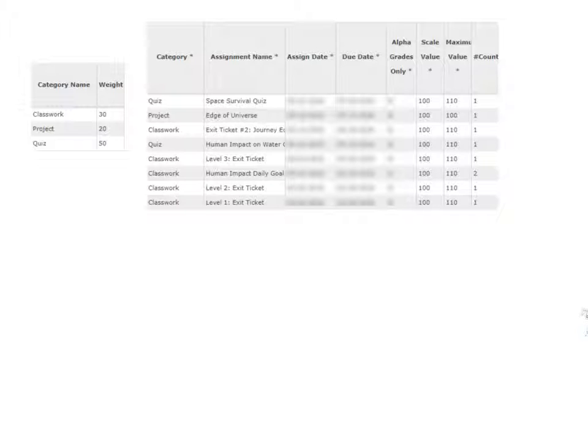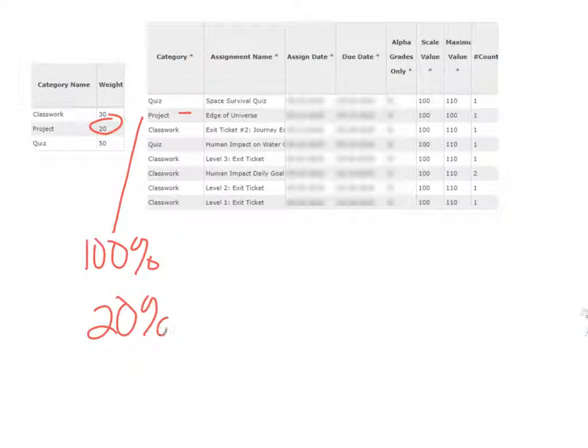The project is pretty simple because there's only one here. So there's only one project, and the project counts 20%. So this project right here, that assignment counts 100% of the category, and then that counts 20% of the overall, so that's going to be 20% overall. That's fairly easy to see. But let's take a look at the classwork.